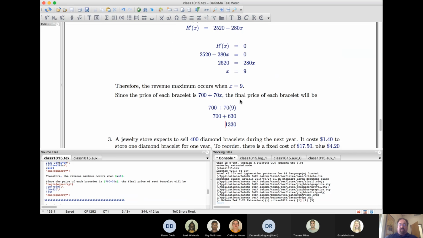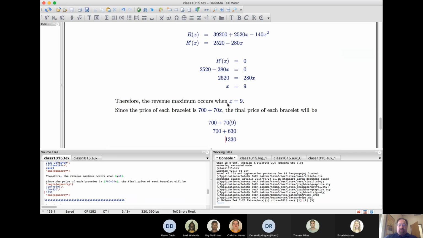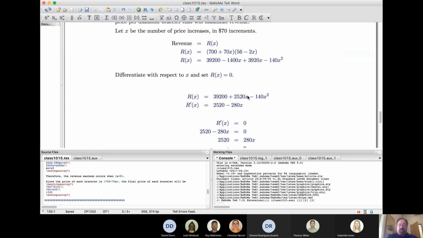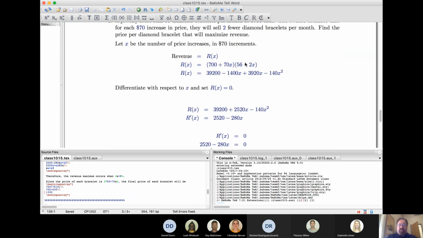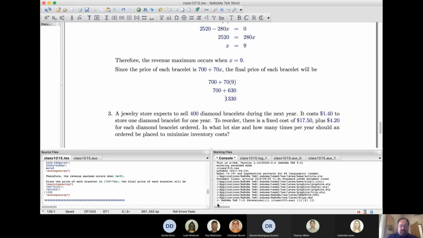Even though the problem doesn't ask for it, if you take the number of price hikes and figure out how many were sold, that'd be 56 minus 2 times 9. So you end up selling only 38 bracelets, but you're selling them for $1,330 apiece. That turns out to be more revenue. Actually, I'm going to give you an idea of the difference it makes. I'm going to work that out for you.